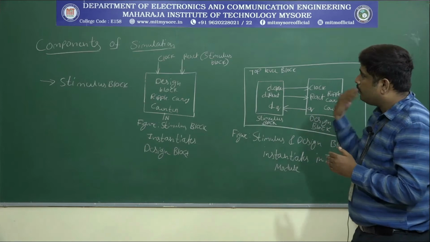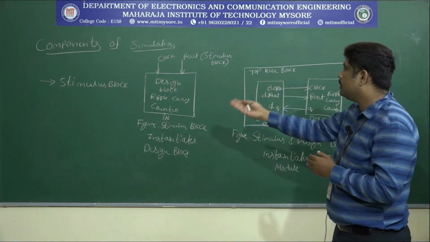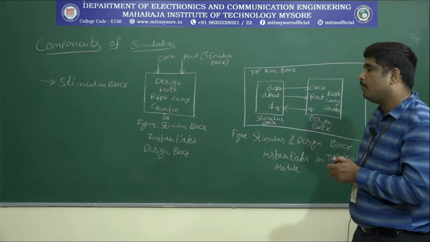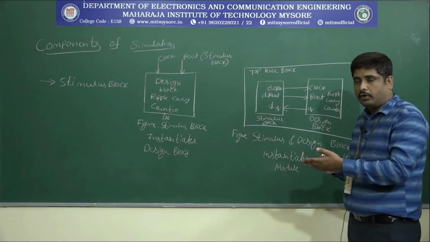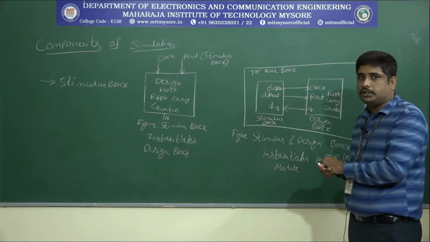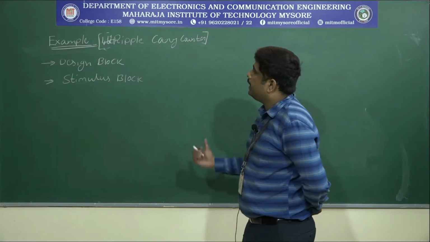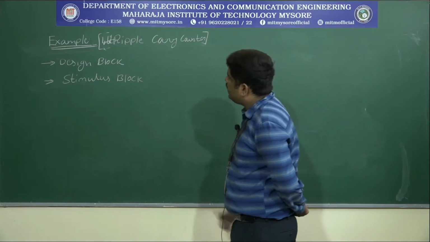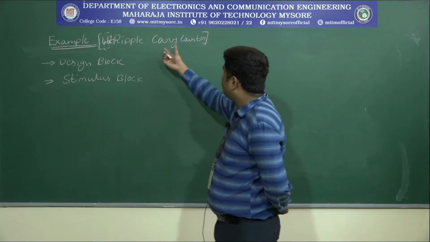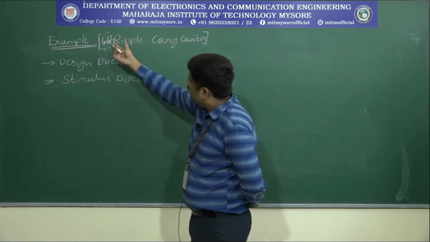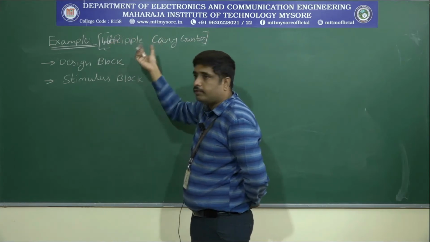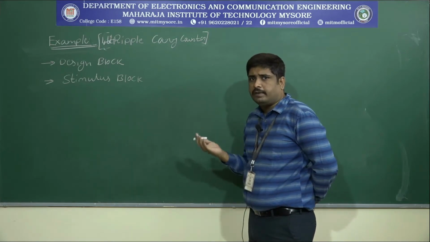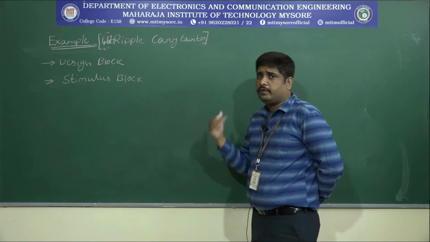Once you test both the stimulus block and the design block, we have to take examples. In the examples, first we write the design block, then we go to the stimulus block. Let us take a 4-bit ripple carry counter. For a 4-bit ripple carry counter, 4 flip-flops are required. Usually the selection of flip-flops depends on the nature of which one is faster.